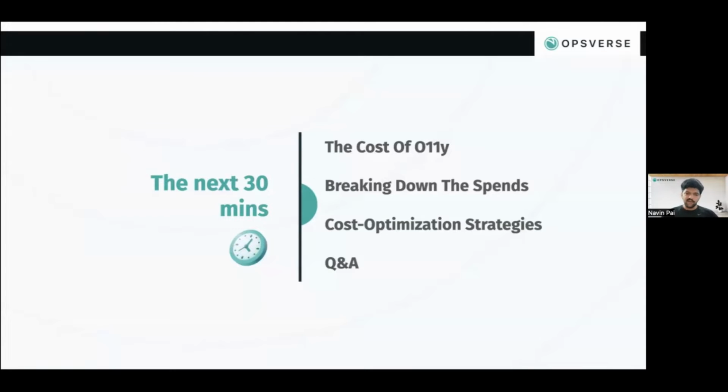A bulk of the time we are going to be spending talking about cost optimization strategies. We'll look at different facets of observability and see how you can make the wise choice when it comes to your observability spends. And finally, like Tero mentioned, we have 5 to 10 minutes at the end, which we'll reserve for Q&A.